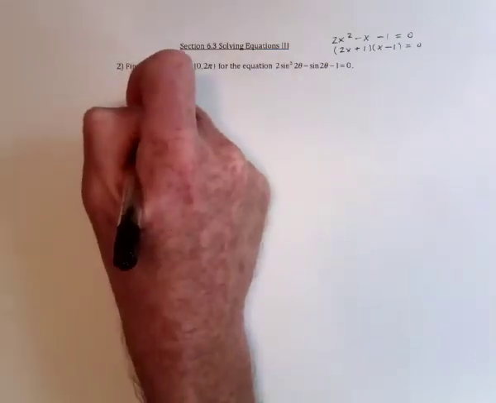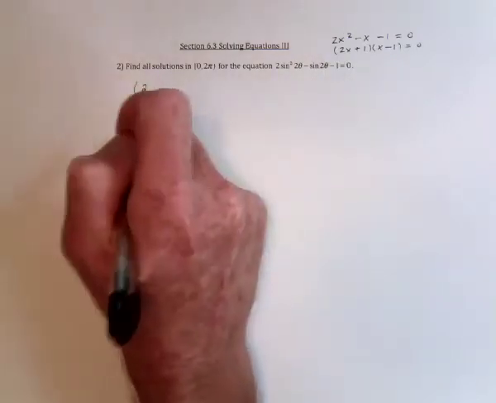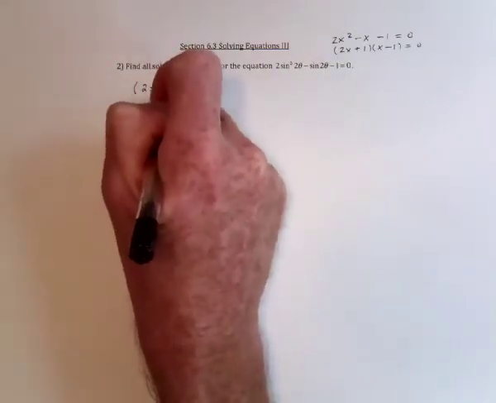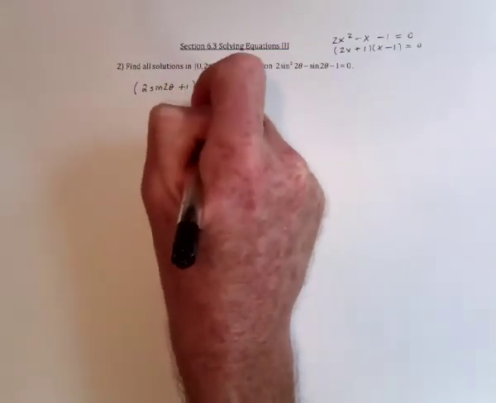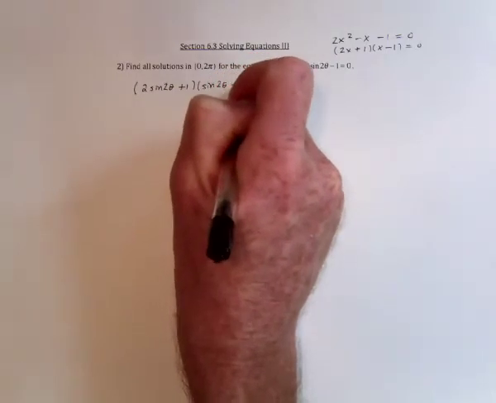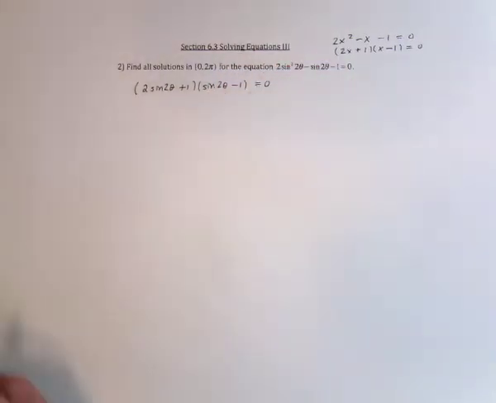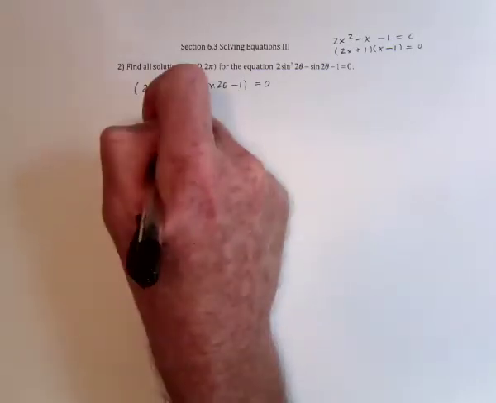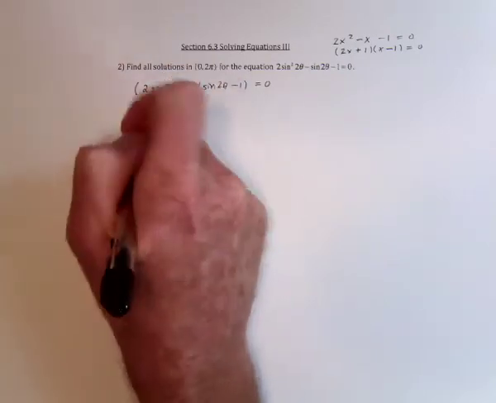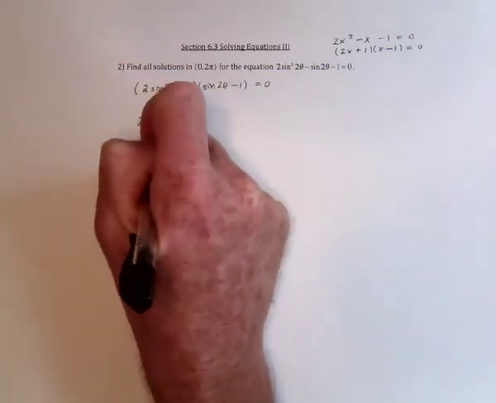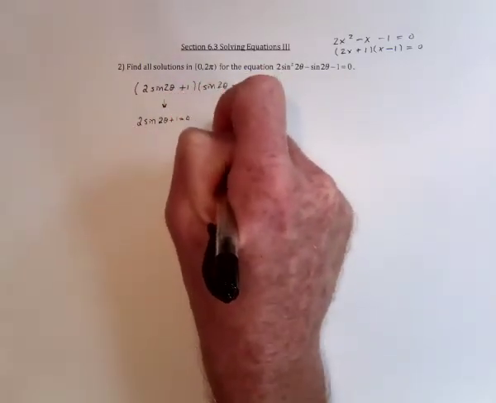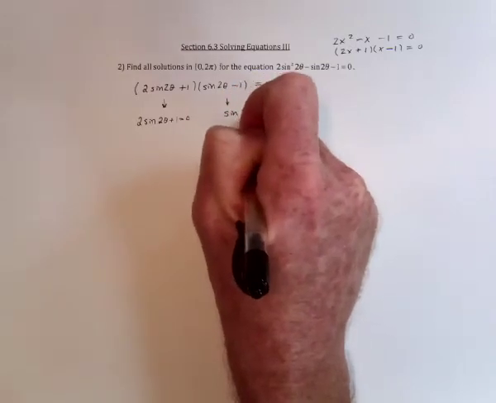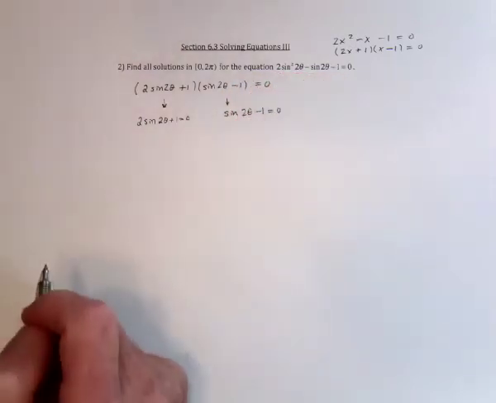So factor it into 2 there, and then sine of 2 theta plus 1, sine of 2 theta minus 1 equals 0. Now that it's factored and set equal to 0, set each factor equal to 0. So this one is going to be 2 sine of 2 theta plus 1 is equal to 0. Sine of 2 theta minus 1 is equal to 0.